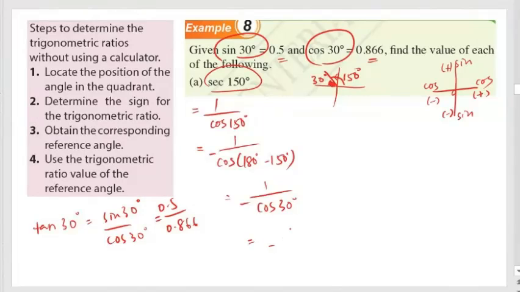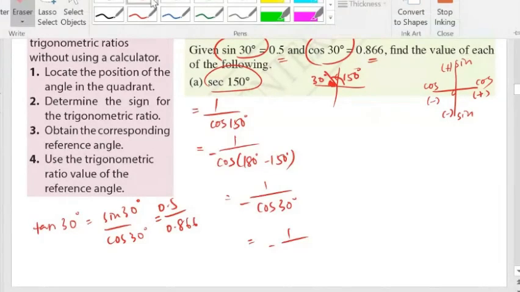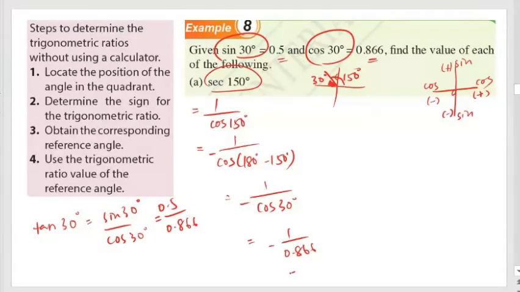Then negative 1 over cos 30, 0.5. So your answer is 0.5? Oh, sorry, cos 30 is 0.866. So 1 over 0.866, you get the answer negative 1.155 to four significant figures. Okay.